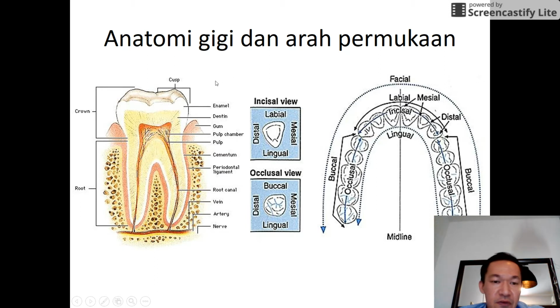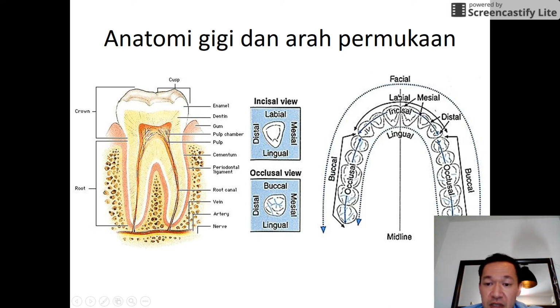So quickly we go through the anatomy of teeth and the surface directions. So this is the crown and the root, and beneath the enamel, the most external surface, would be dentin, and then you will have the pulp chamber here. And so this surface would be the facial, and this is the labial.